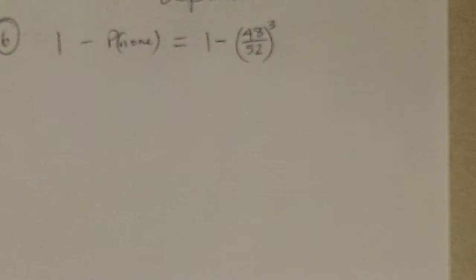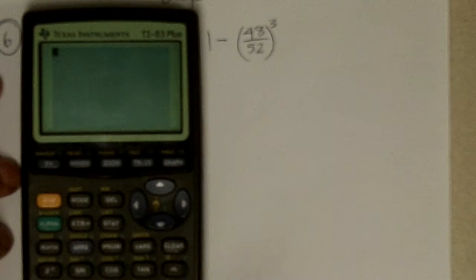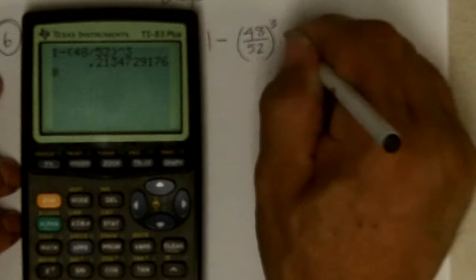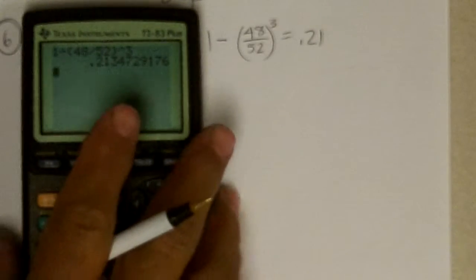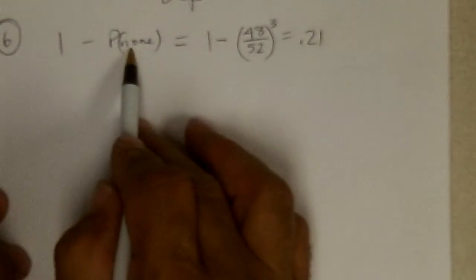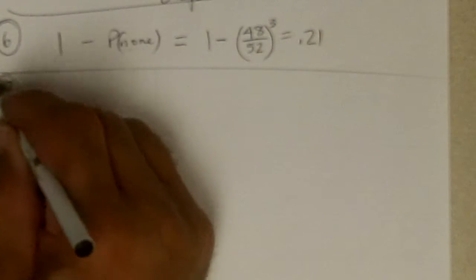So on the calculator, that would look like this. 1 minus parenthesis 48 divided by 52, close parenthesis, to the 3rd. And there's a 0.21 or 21% chance that I'll get at least one ace. 1 minus no aces is at least one ace. 6. Done. 7.